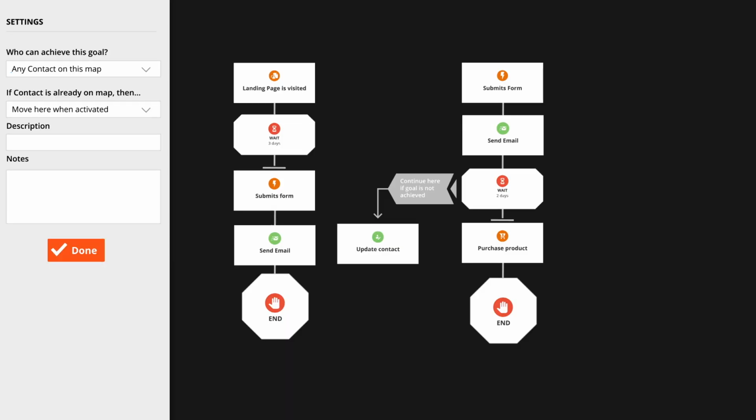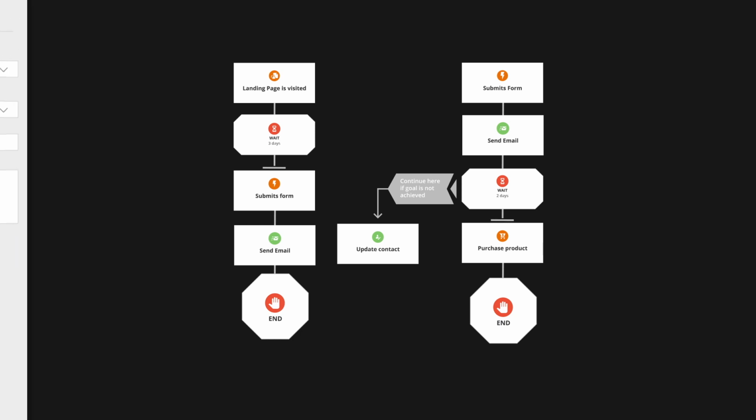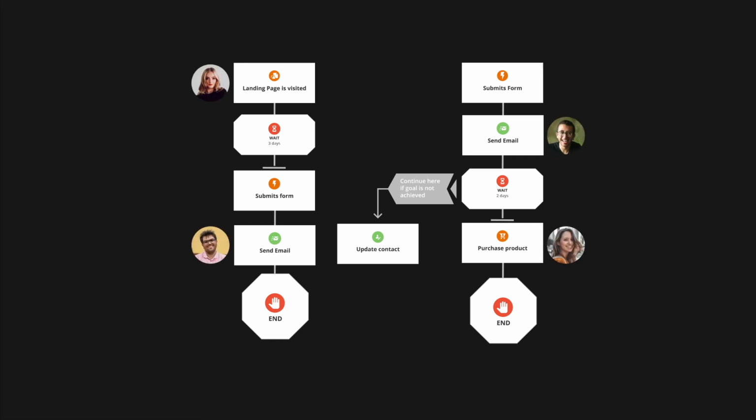The settings for goals are also similar to triggers, but they have an additional very important setting regarding who can achieve the goal. Who can achieve this goal gives you 4 options. The first, any contact on this map, will include contacts who are already on this automation. This is just like the setting in triggers where any contact who's already on the map can achieve the goal.